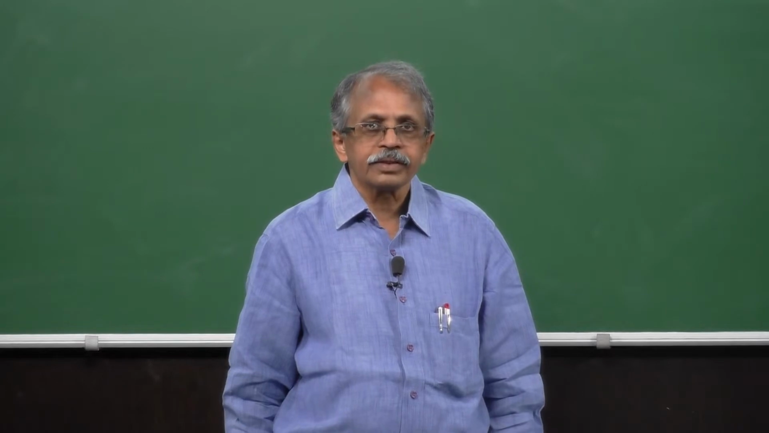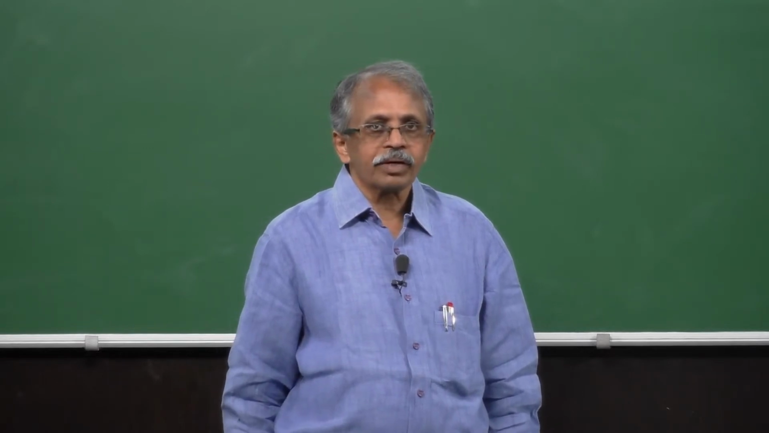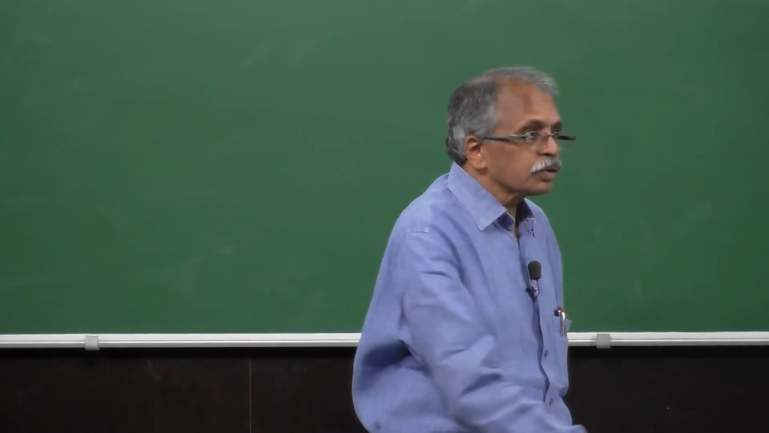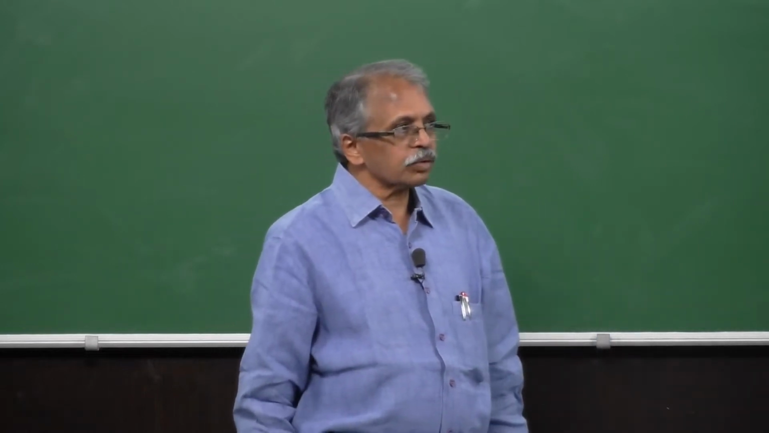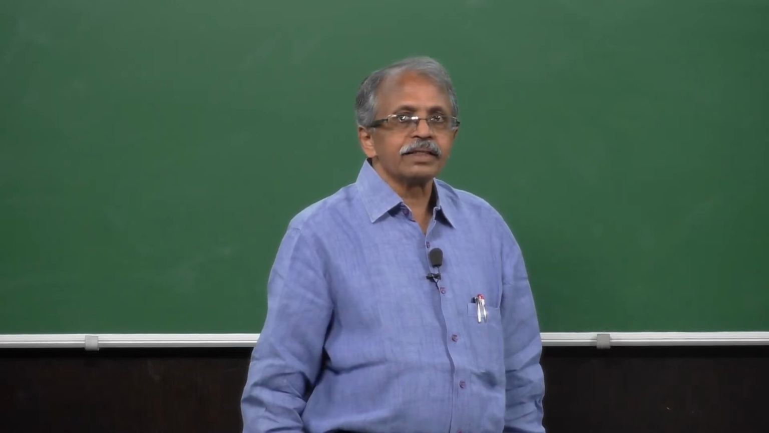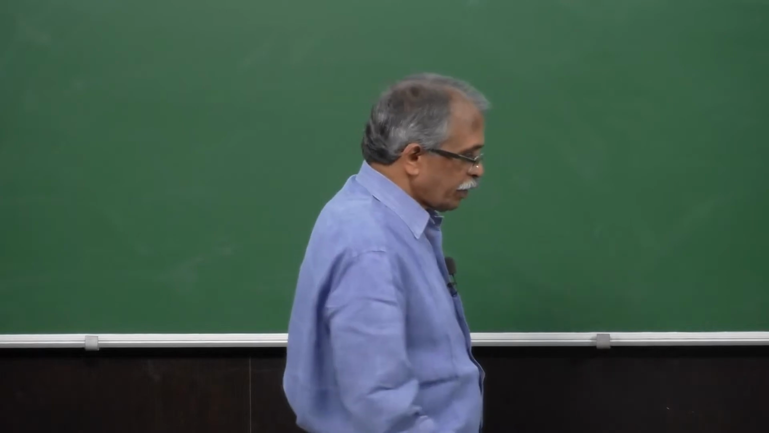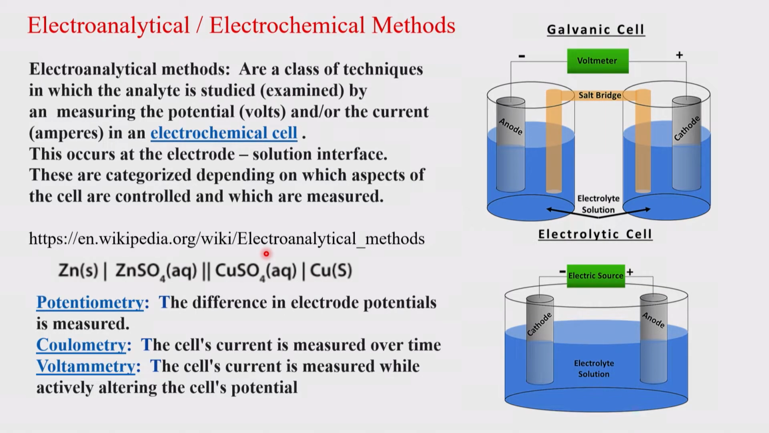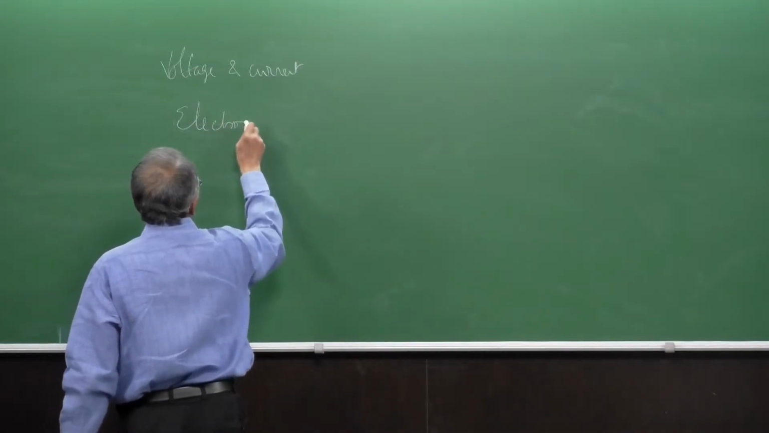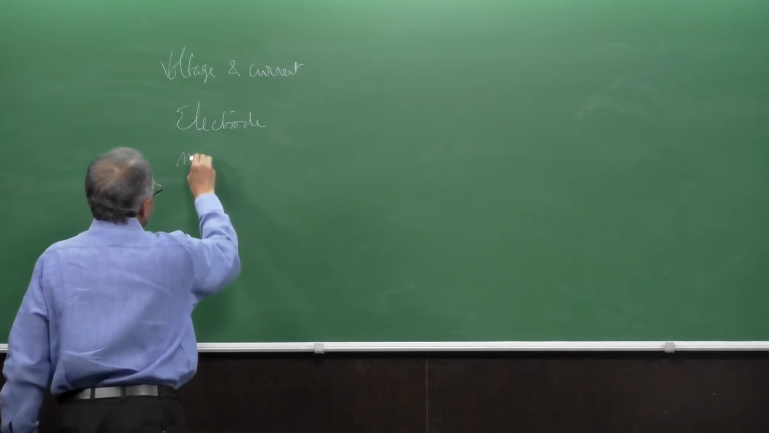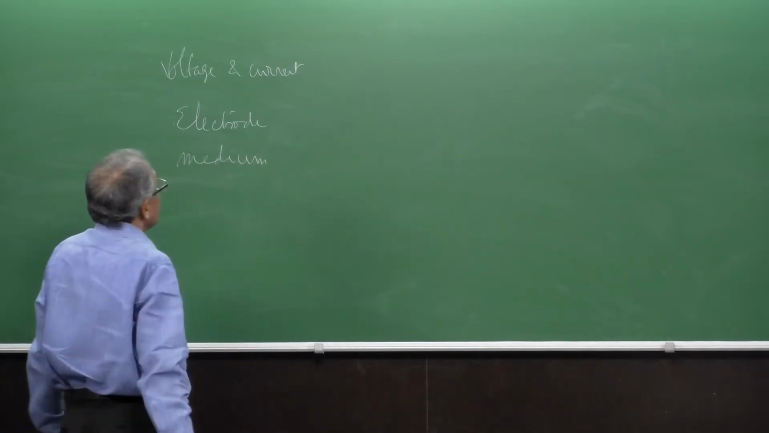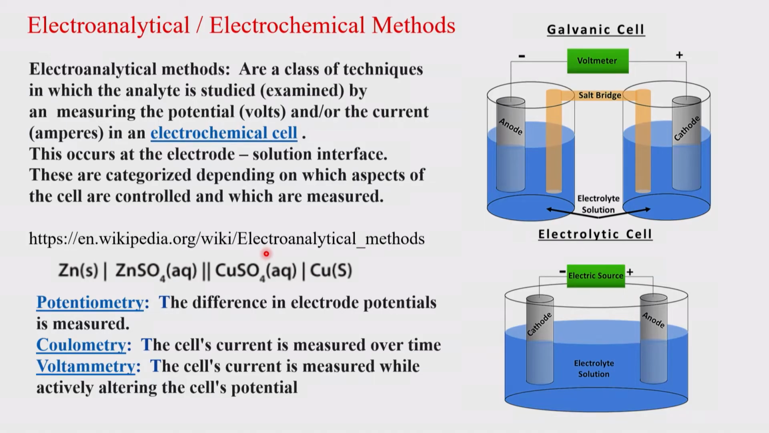Probably one more class is something on the electrochemical or electroanalytical kind of methods. So obviously the title says electrochemical and electroanalytical. So what is there in the electrochemical? So you have a voltage and you have a current, and therefore these are dependent on voltage and current. This is the main aspect that you are going to look at. There are other things also. You would use something like an electrode, obviously without that you can't work, and then you would use a medium.